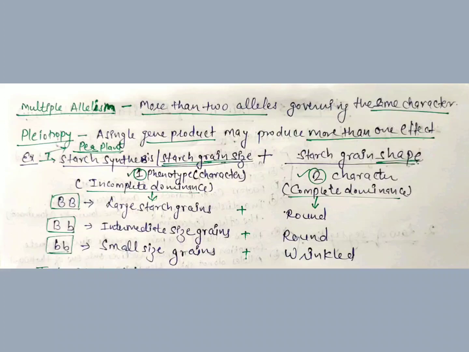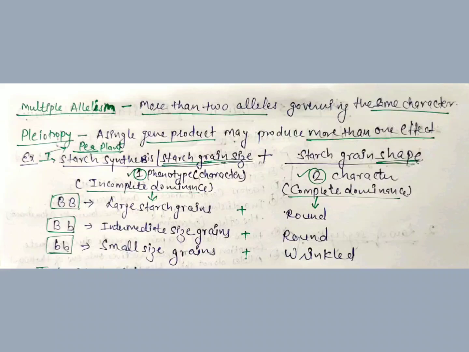We have talked about the incomplete dominance, codominance and multiple allelism. These three are examples of intragenic interaction. As we have seen, in multiple allelism, more than two alleles govern a single character. But in pleiotropy, a single gene product may produce more than one effect. Let's see the example for this pleiotropy.